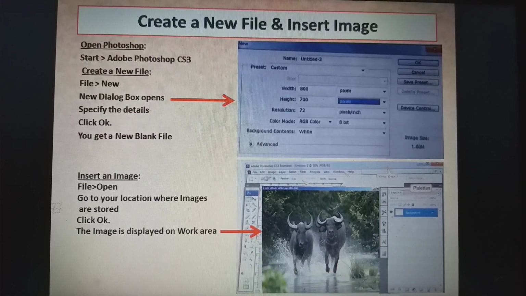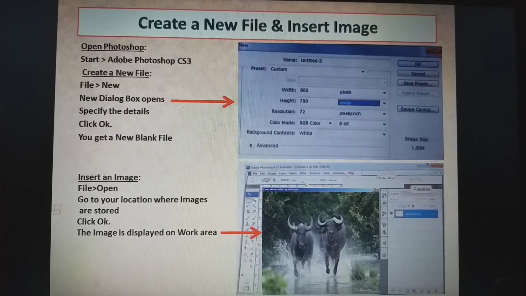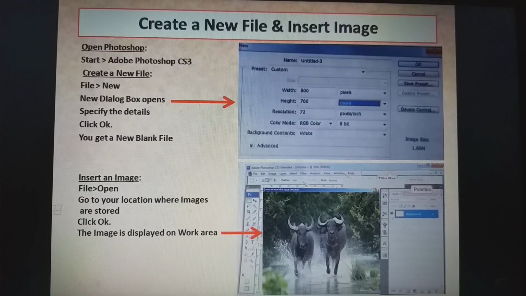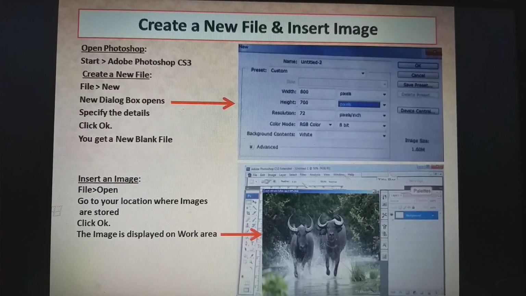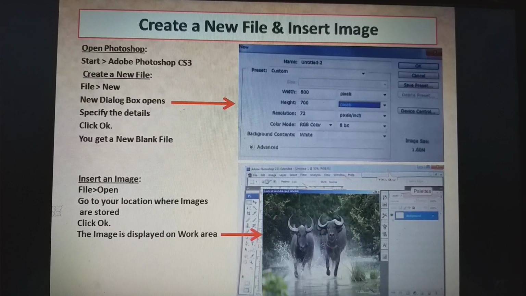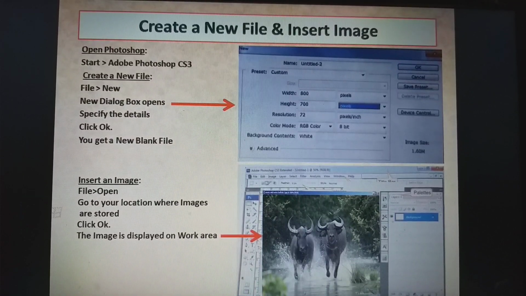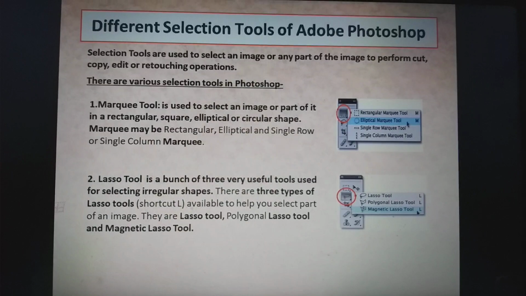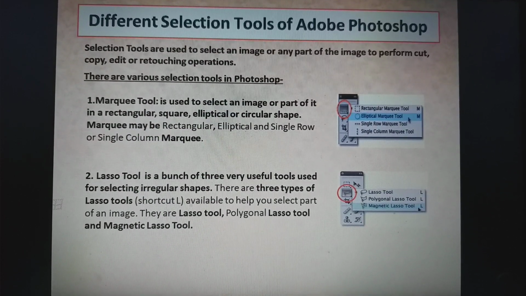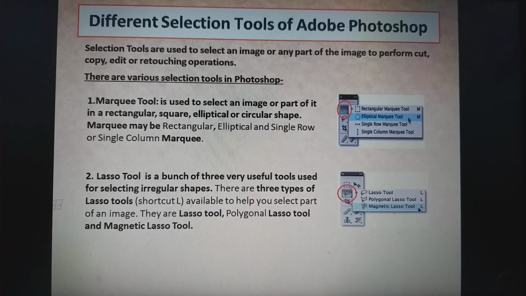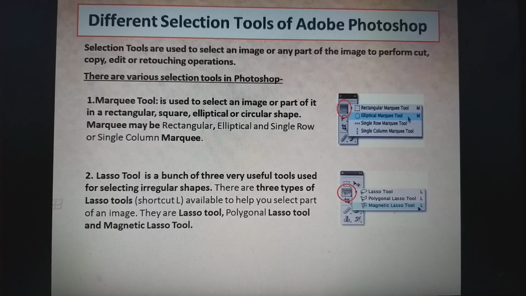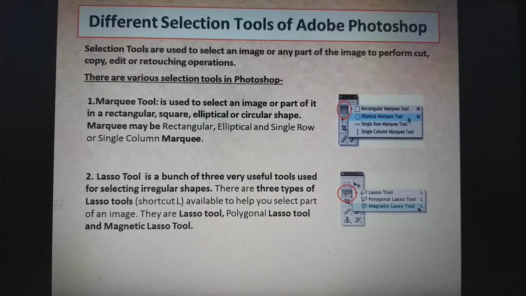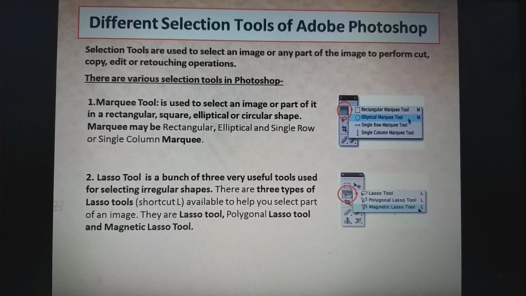Now see how to insert an image. Click File from the menu bar, then select Open. Go to the location where images are stored. Then click OK. The image is displayed on the work area. Now we will discuss the selection tools of Adobe Photoshop. Selection tools are used to select an image or any part of the image to perform cut, copy, edit or retouching operations.